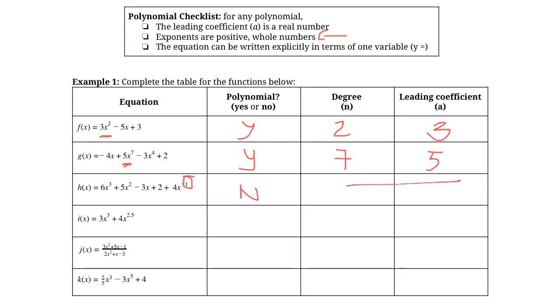3x cubed plus 4x to the 2.5. Again, that same condition: exponents are positive whole numbers. The exponent's not a whole number, so we end up getting something silly in that exponent. If you graph this, you would see it doesn't actually look like a polynomial. It looks like something else. So it's not a polynomial, and we don't need to worry about the degree and the leading coefficient.